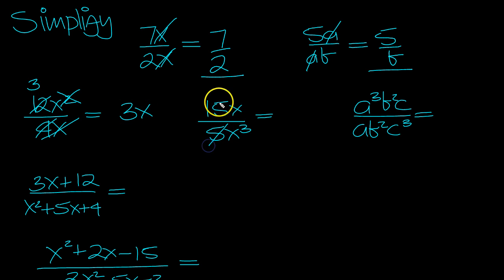Here there's a 5 common top and bottom. 5 goes into 15 3 times. One of the x's can be cancelled with the x on top. So we're left with 3 over the x squared.